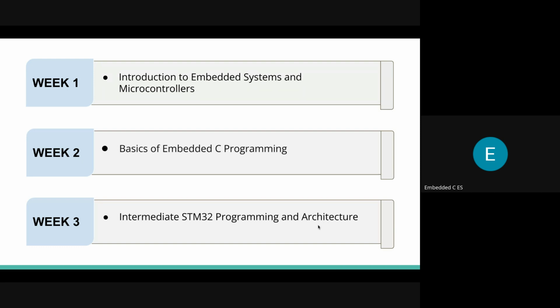Week 3 is intermediate STM32 programming and architecture. This week we'll delve into the specifics of STM32 programming. We'll start with basic general purpose input output, GPIO, which is essential for interfacing with hardware components. We'll introduce the STM32 clock system, basic serial communication using UART, and time management using timers. And then we'll touch on the ADC, analog to digital converter, which is vital for reading analog inputs.